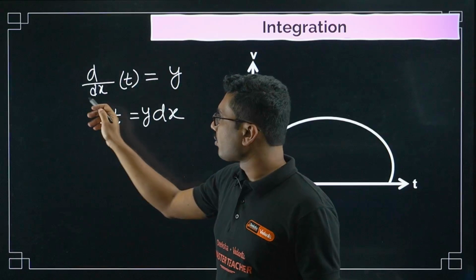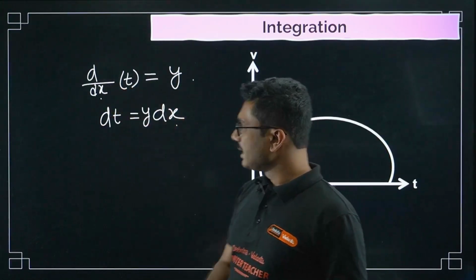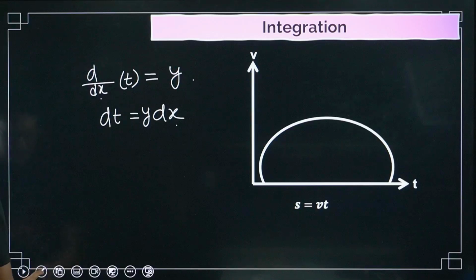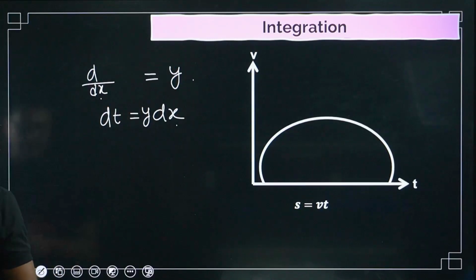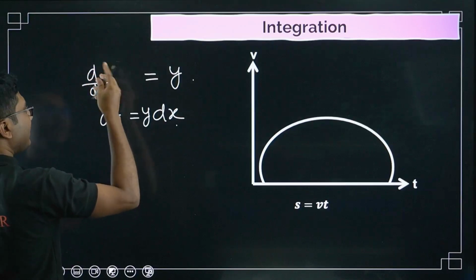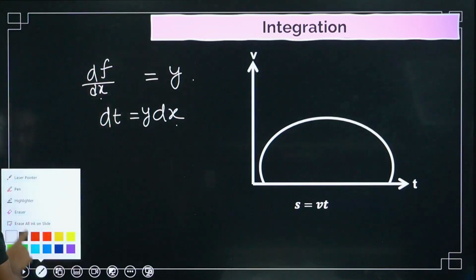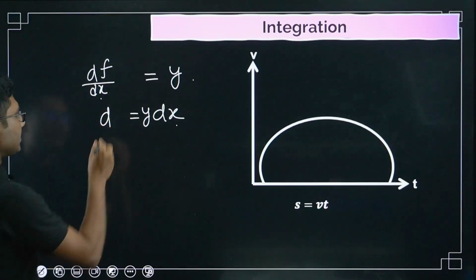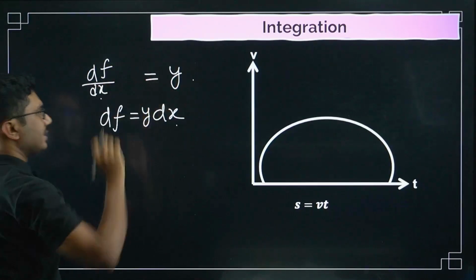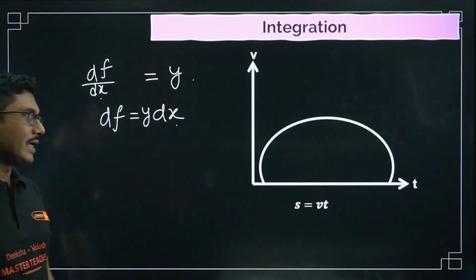Just cross multiplication. So dx comes over here and dt is here, right? For simplicity, let me write it in the common form, dt by dx. t is a function over here. Let me write it like this, df. f is some function, we don't know the function, some unknown function which is given like this. So df can be written as y dx.